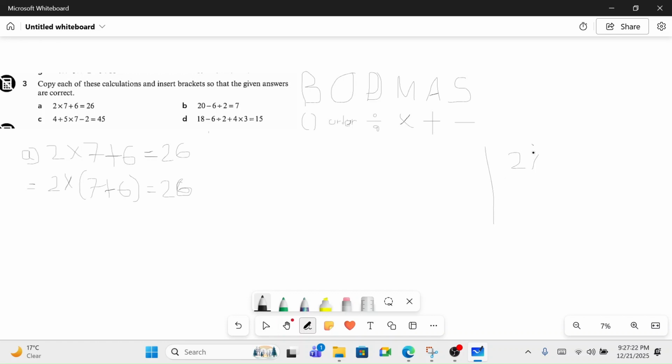So 2 times the bracket 7 plus 6 equals 26, right? So 2 times 7 plus 6, which is 13, equals 26. And 2 times 13 is 26, so 26 equals 26. And there you have it. That's why we use brackets, to make sure that the appropriate answer appears for the given question. Now moving on to question B.